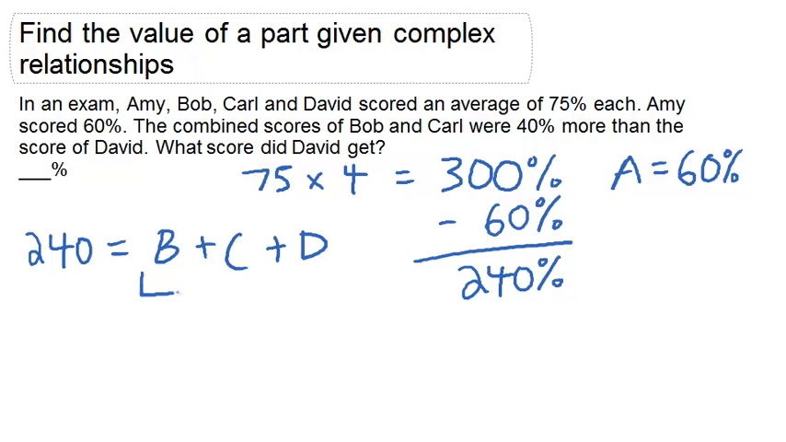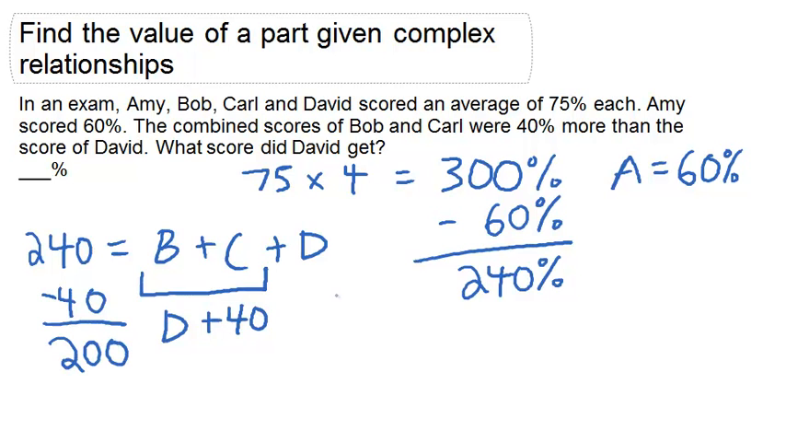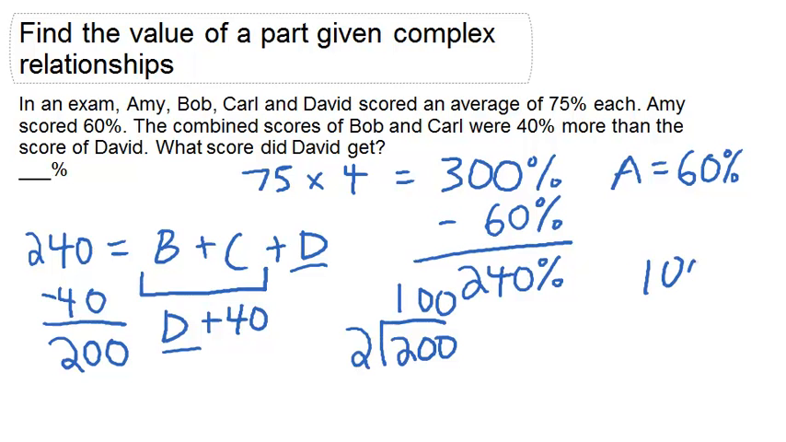And that last line tells us that Bob and Carl are David plus 40. So in order to figure out what David scored, we can subtract 40 from 240, which is 200, and then divide by 2, because we have 2 Davids left. This is going to give us exactly 100%, which is what David scored.